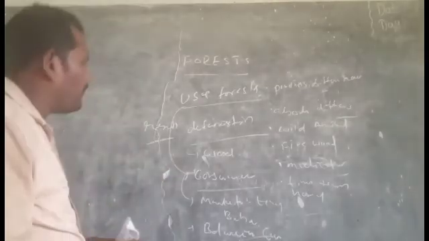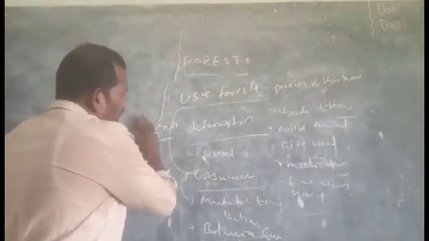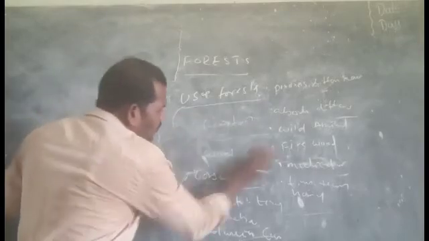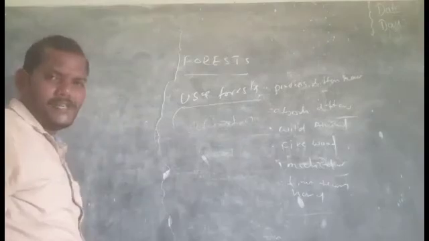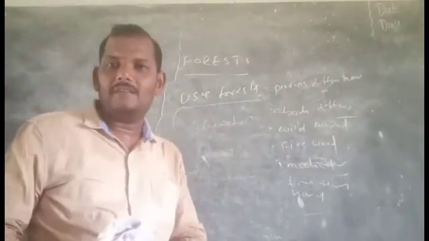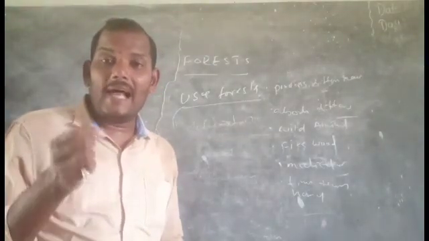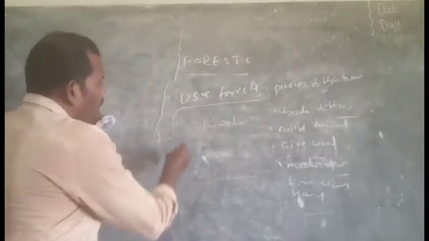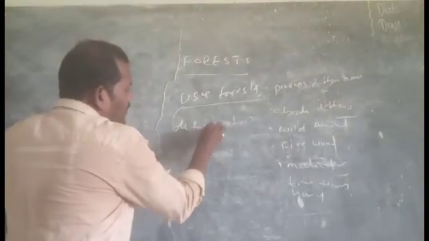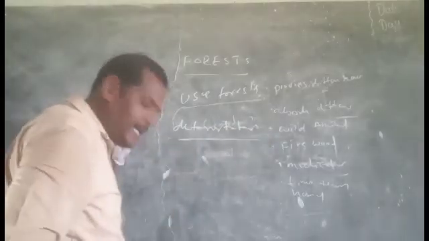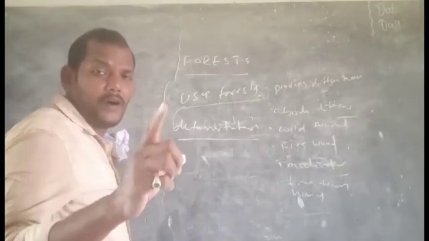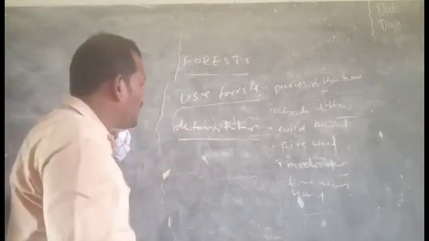Nowadays we are using the forest in different ways. This causes deforestation. What is called deforestation? To cut the plants, to cut the forest area. That is called deforestation. Why do we have deforestation? Why do we cut the forest?